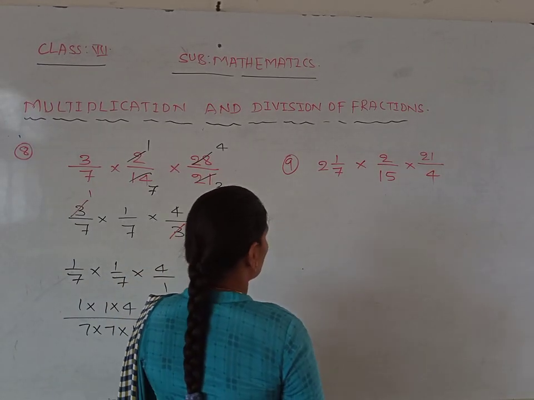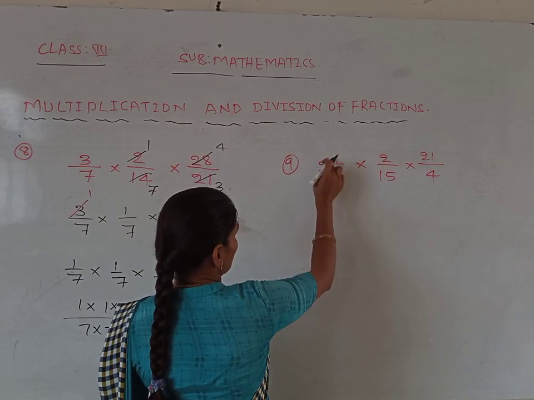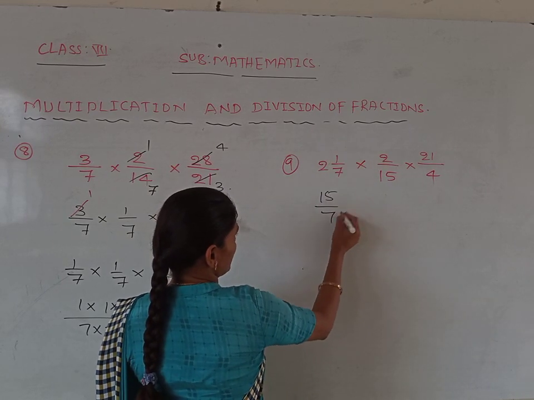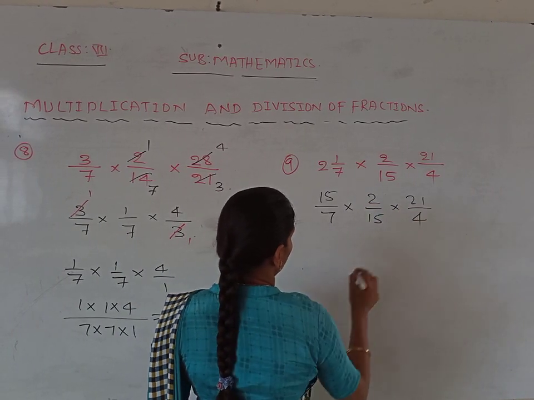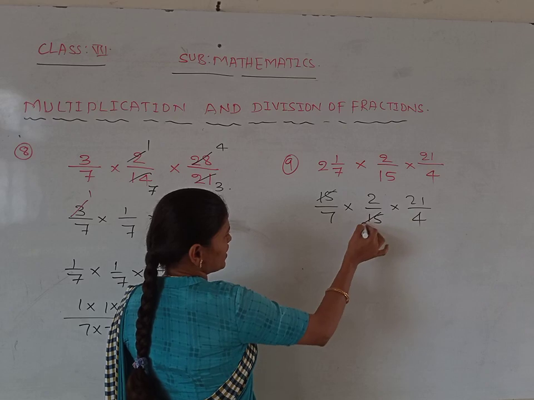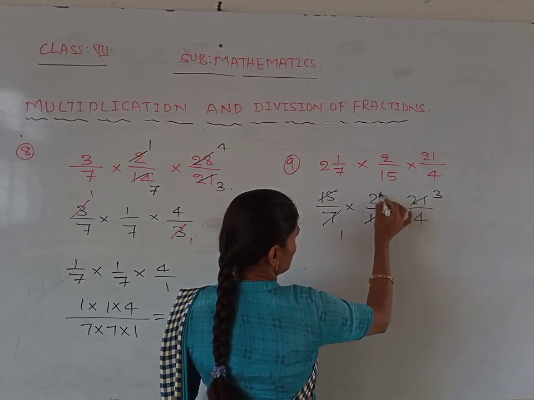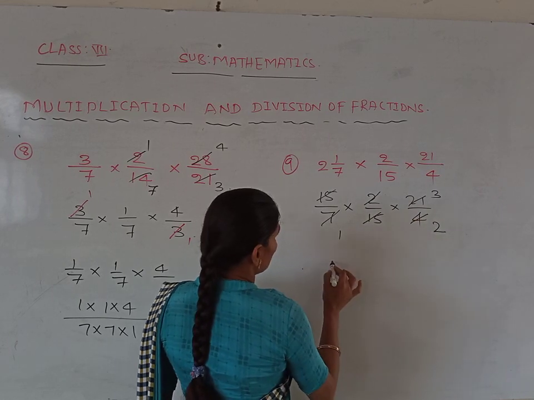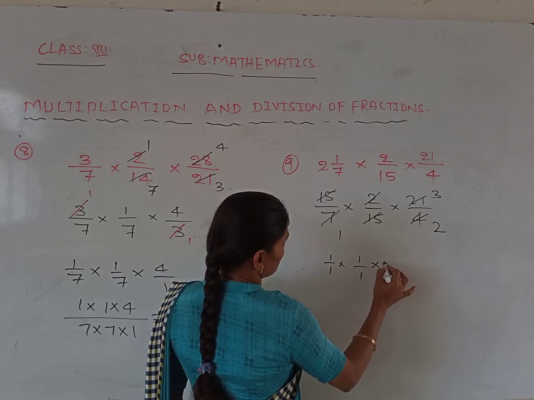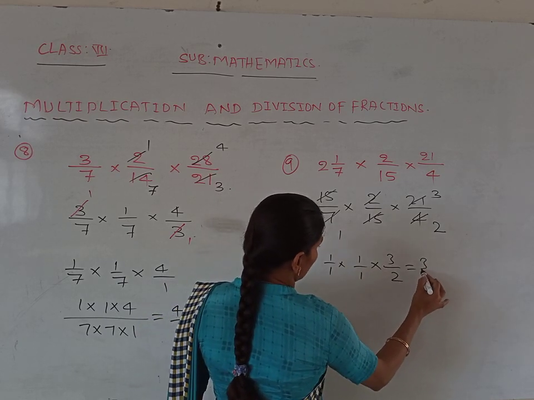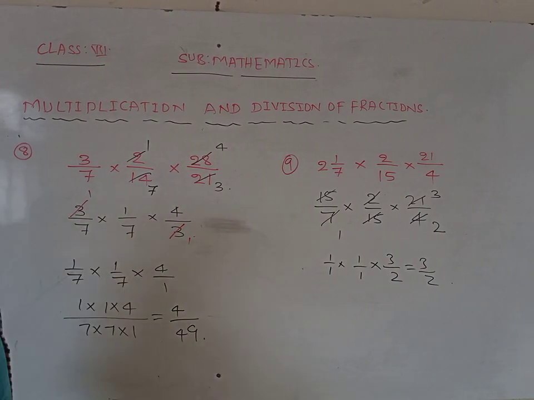Yes, first we have to convert this fraction into what? Improper. 7 2s are 14, plus 1 is 15 by 7, 2 by 15, 21 by 4. Yes, 15 get cancelled. Then here 7 1 ja, 7 3 ja, 2 1 ja, 2 2 ja. The remaining part here, 1 by 1, 1 by 1, 3 by 2 means your final answer is what? 3 divided by 2. Yes?